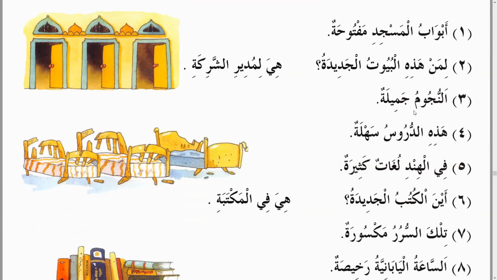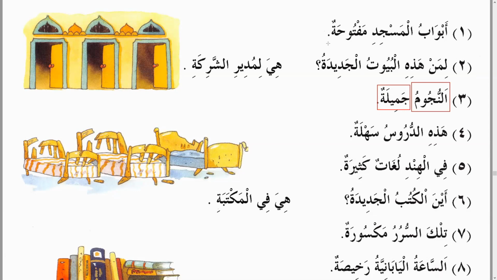Next one, third one, An-Nujumu Jamilatun. The stars are beautiful. See, these are plural. Najm, An-Najmun, Nujum. Jamilatun is singular feminine again. Kullu jama muannas, right? We should have said jamilun or jamiluna, but this is the singular. The singular feminine is being used because it is a ghayr aqil plural.